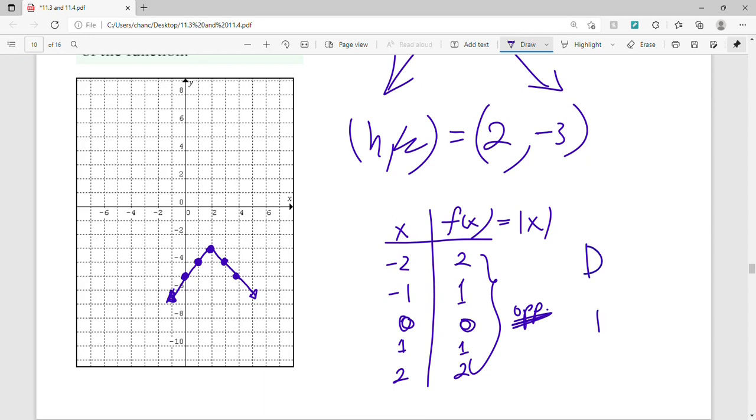And we can now read the domain and the range. The domain is still the same, but the range is different. It goes down forever. So the negative infinity is actually first, and it goes up to the highest value, which is negative 3. That's a square bracket for that, negative 3.